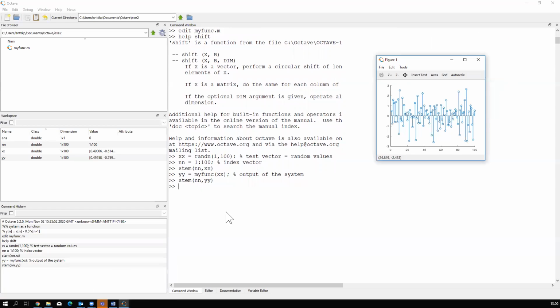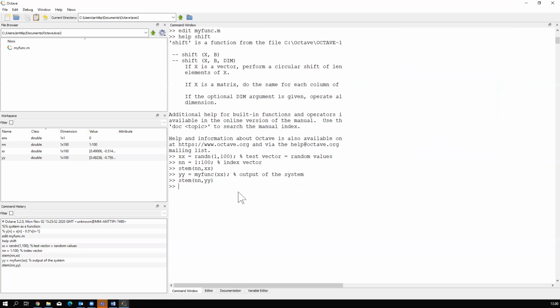Okay, it looks about the same. If you want to actually compare the plots, you can use either hold on and hold off, which holds the plot, and then you can plot another plot on top of it. Or you can also have, for example, something like that.